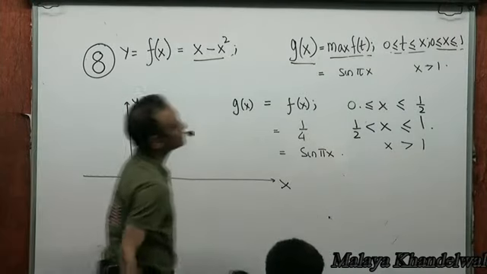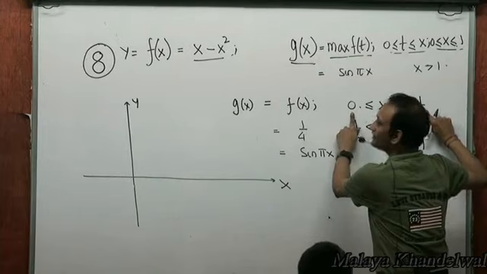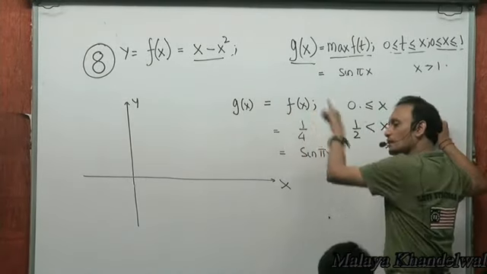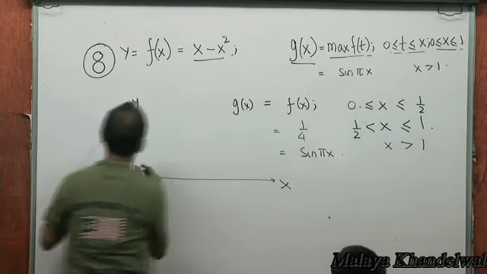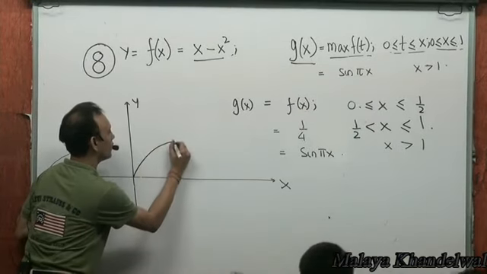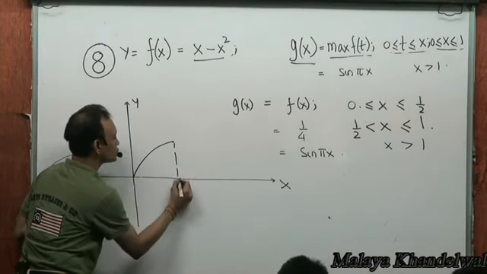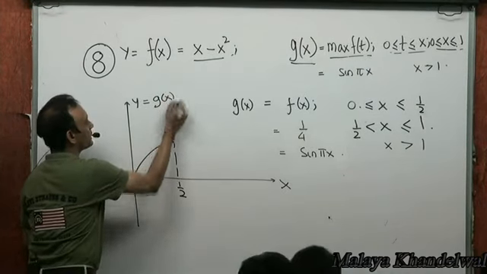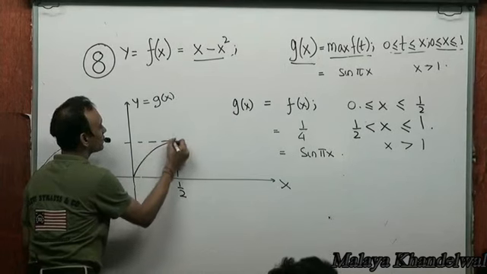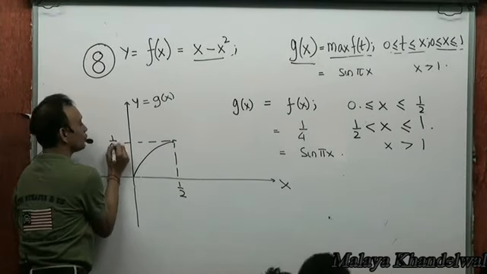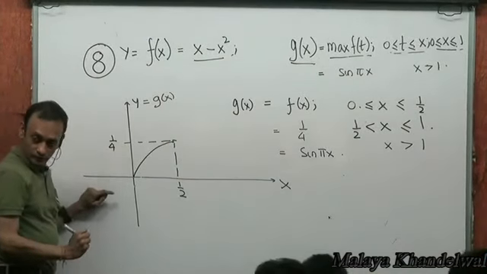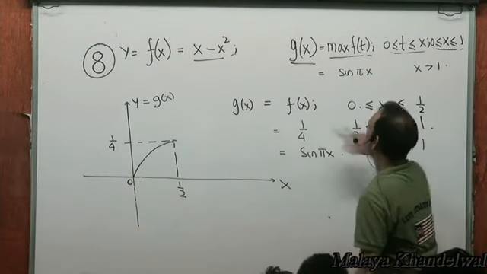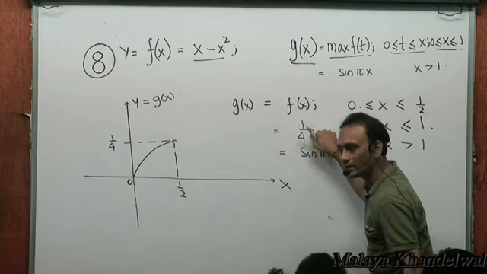So the intervals are 0 to half, g(x) and f(x) are the same. The graph of f(x) was a parabola. For x equal to 0 to half, the graph of g(x) and f(x) will be the same and will be equal to this part of the parabola, right? Then, from half to 1, g(x) will be a constant equal to 1/4.